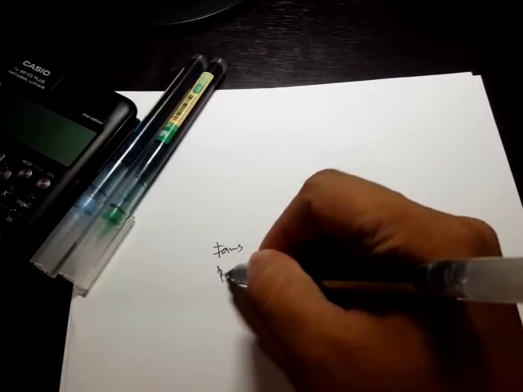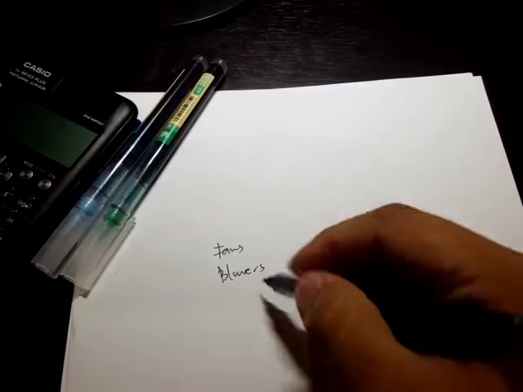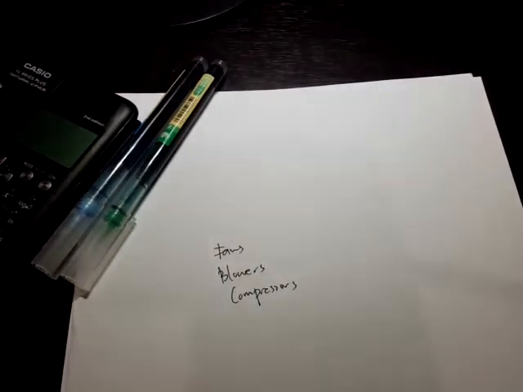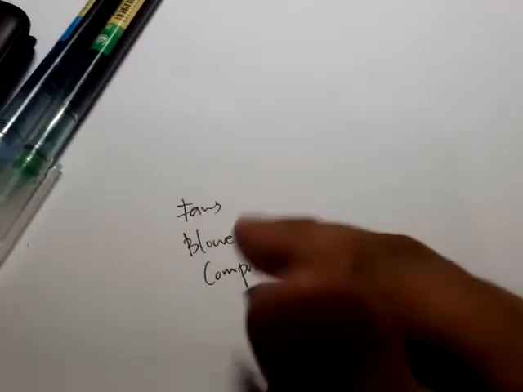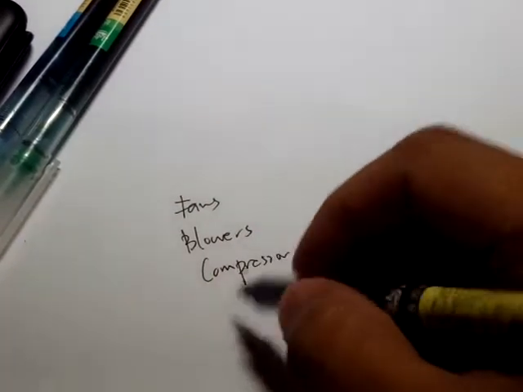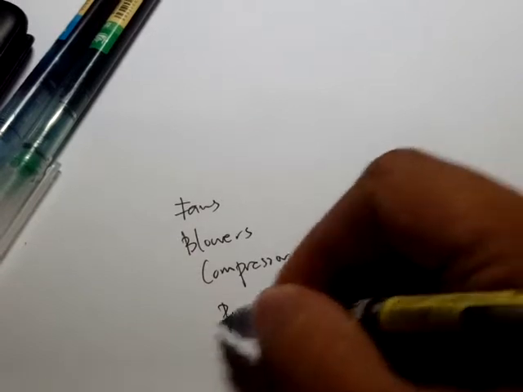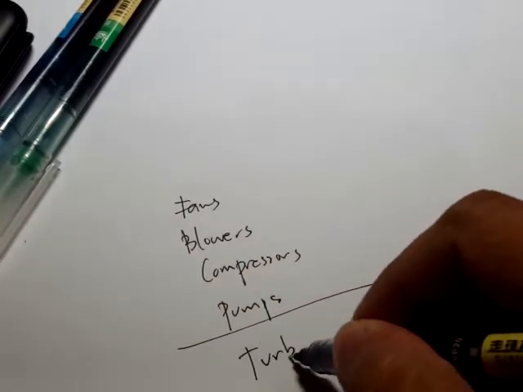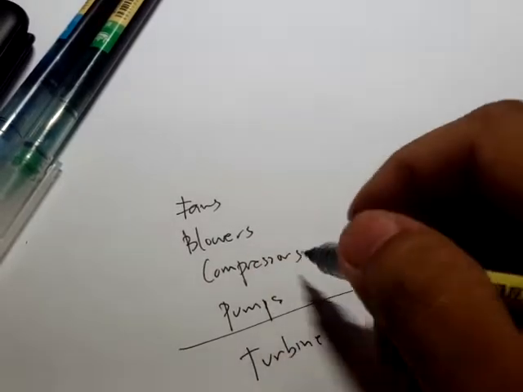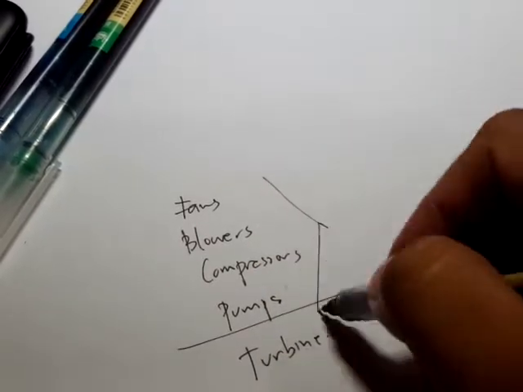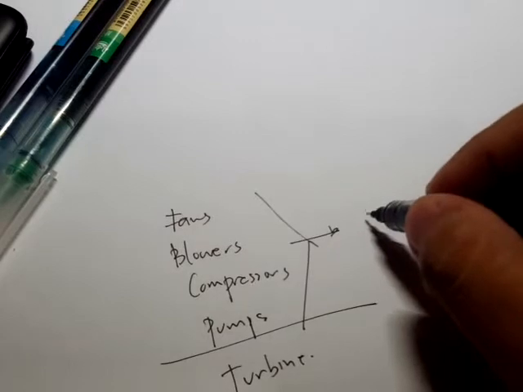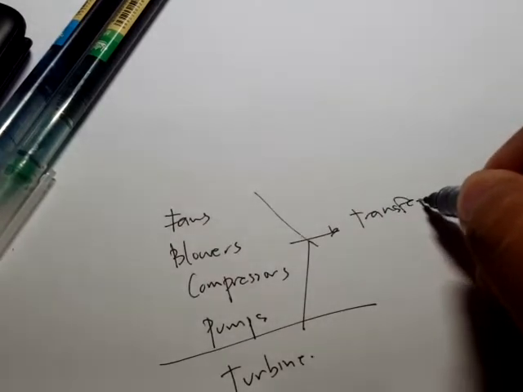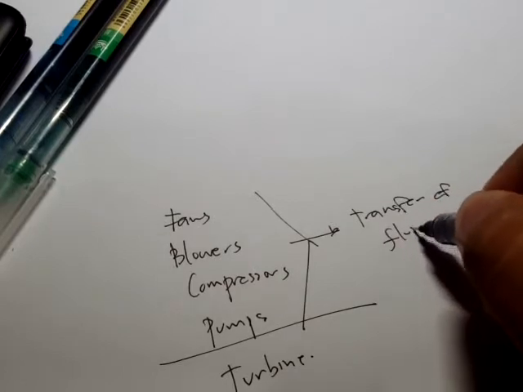Okay, so fans, blowers, compressors, and what else? Pumps. And actually, there's still another one, fluid machines. We call it turbine. But fans and blowers are used for transport or transfer of fluid from one point to another.